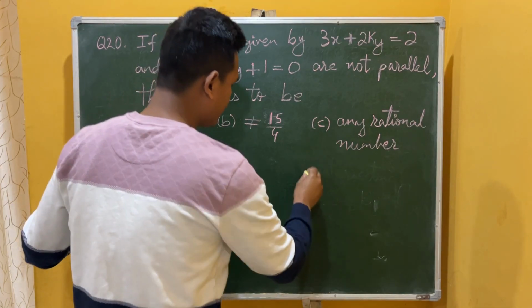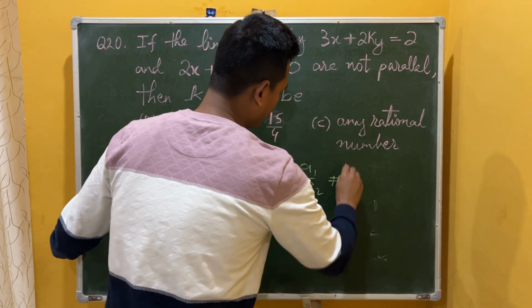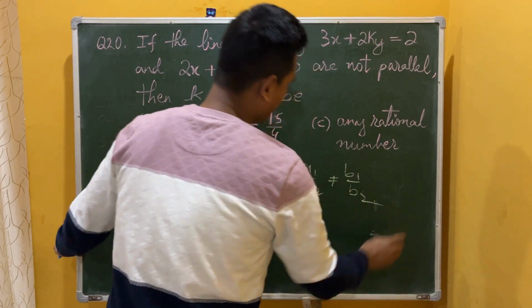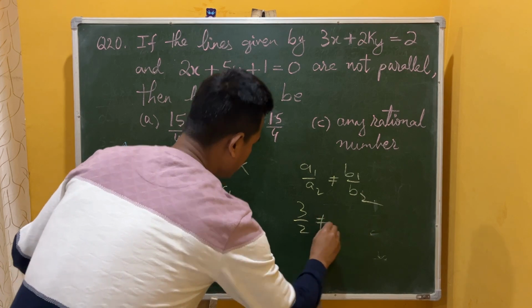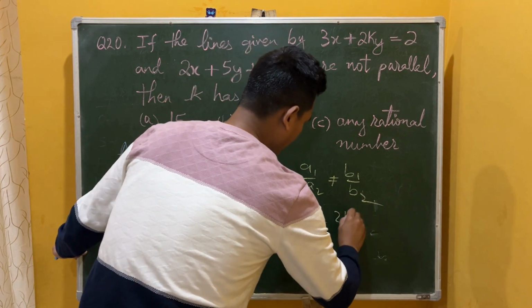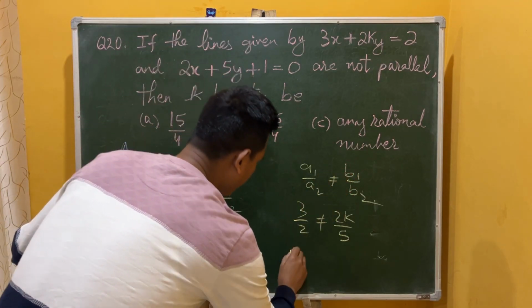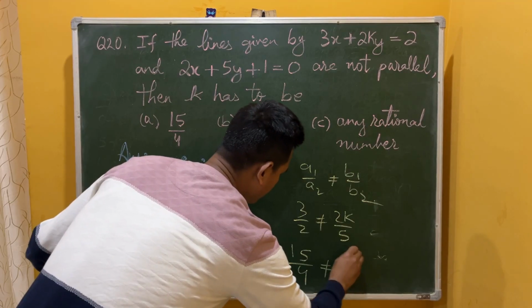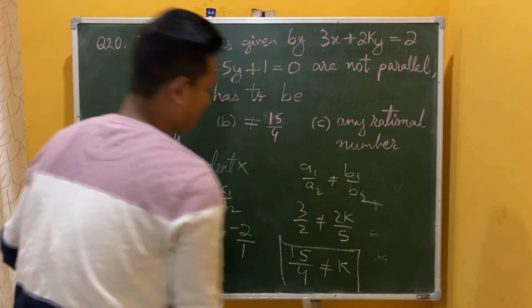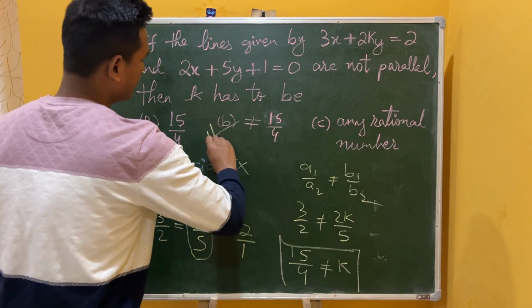So if it is intersecting, then A1 upon A2 is not equal to B1 upon B2. Just substitute the values. 3 by 2 is not equal to 2k by 5. If you cross multiply, it is 15 by 4 is not equal to k. So this is our answer.